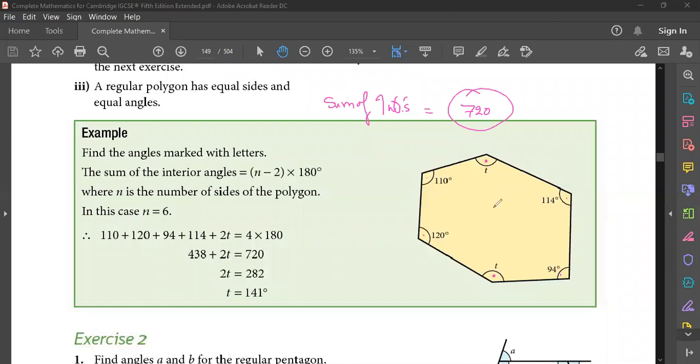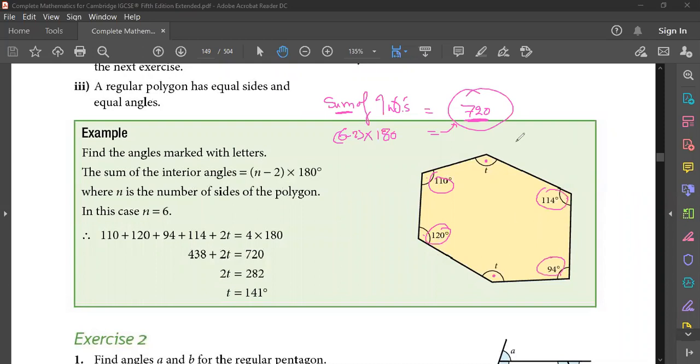How many sides? 6 sides. And the sum is 720, because 6 minus 2 times 180 gives us 720. Now, how can we find T? We add the angles.